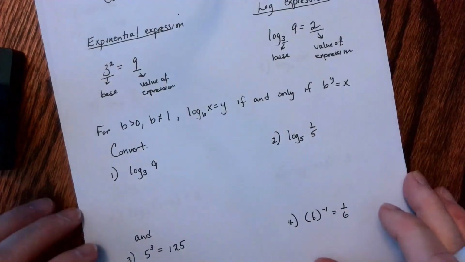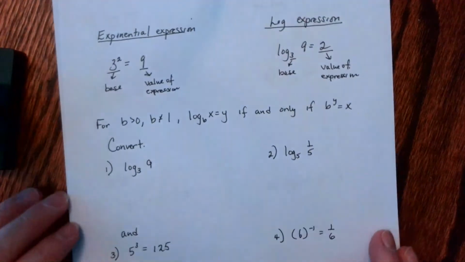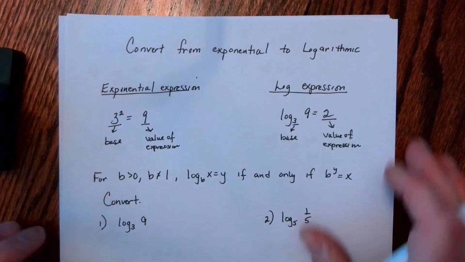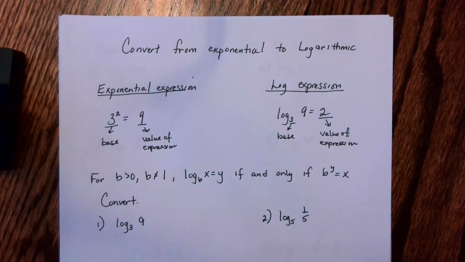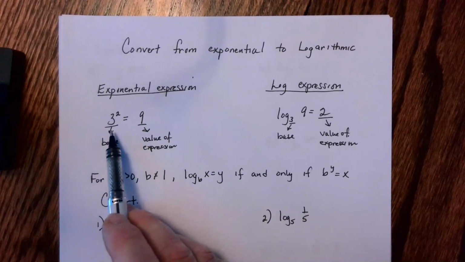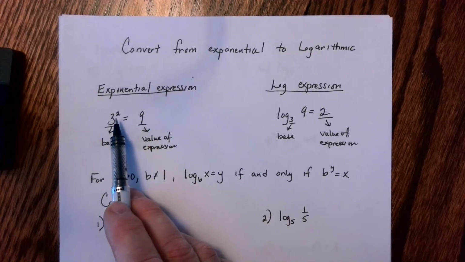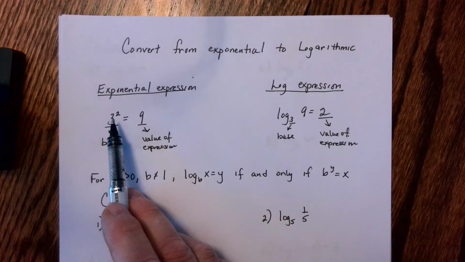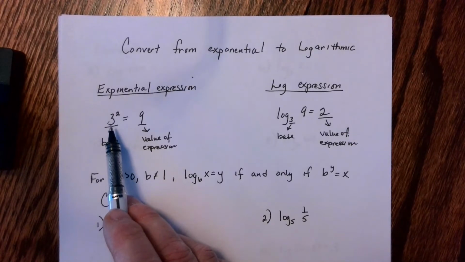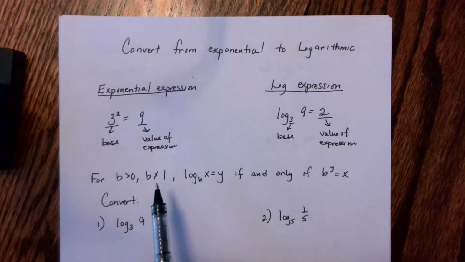Okay, let's take a look at converting back and forth from exponential to log and log to exponential. This is some information that you probably are already familiar with. Hopefully you covered it in Algebra 2, but let's just review it. An exponential expression basically is an expression that has a base and then a number that's raised to a power, we call it, and that number is the exponent, and it tells us how many times we're going to multiply our base. So basically 3 times 3 equals 9, so 9 is the value of the expression.